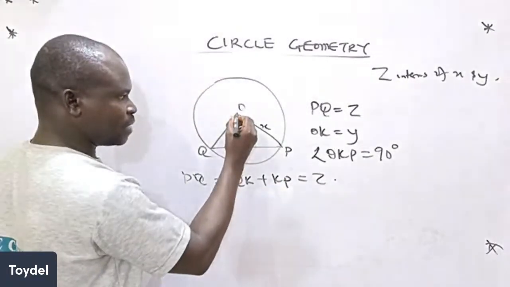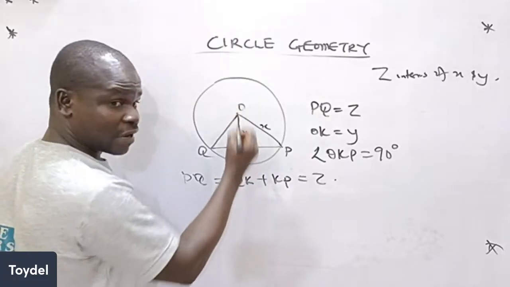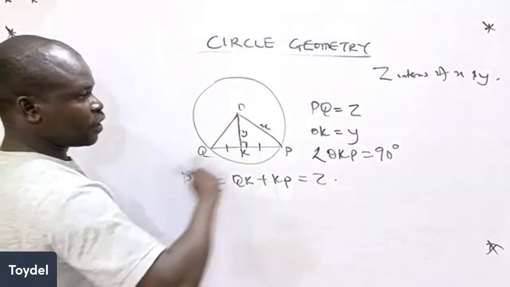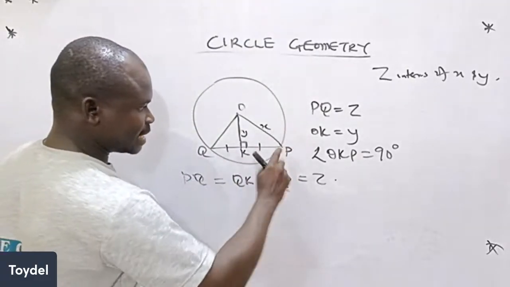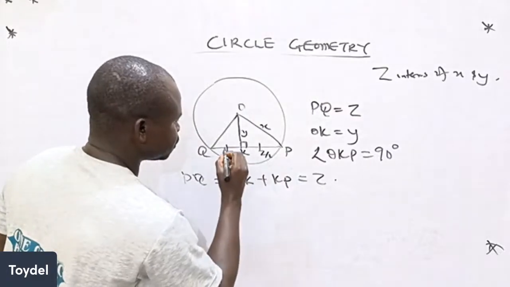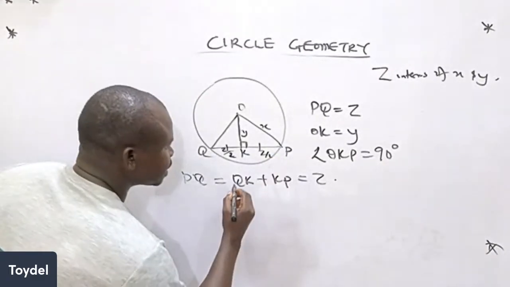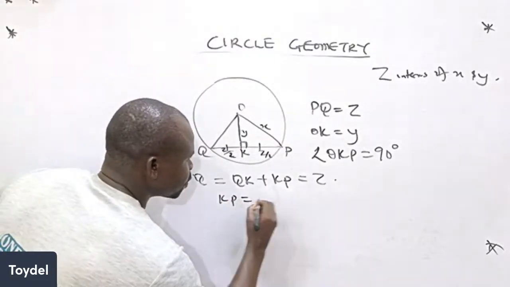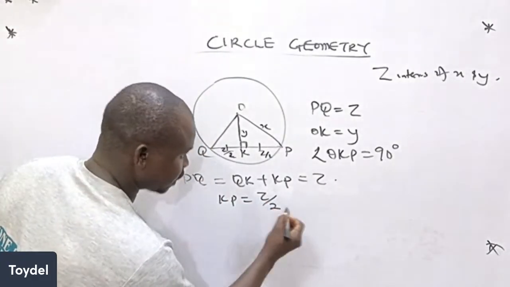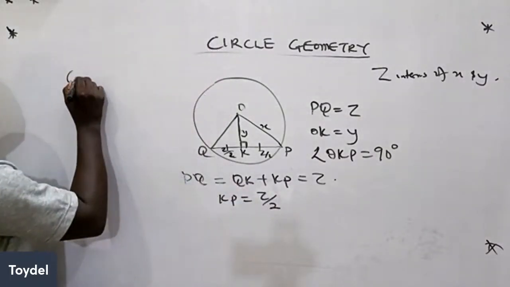Then we know from the theorem that the line from the center of the circle divides this into 2 equal halves. So if the whole length is z, then this place will be z all over 2, and here will also be z all over 2. That's what we are going to get. So we say that KP will be equal to z all over 2.